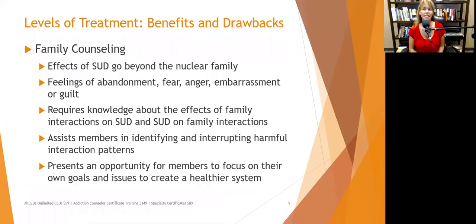Family counseling assists members in identifying and interrupting harmful interaction patterns such as passive-aggressive behavior, scapegoating, name-calling, and presents opportunities for members to focus on their own goals and issues and create a healthier system where everybody can support each other in growth instead of being afraid of abandonment and holding on for dear life and keeping secrets.